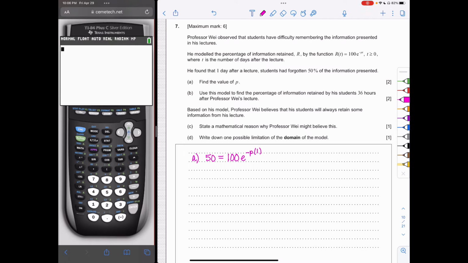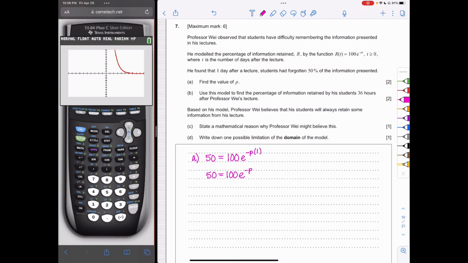So when I do that, I will end up getting 50 equals 100 times e to the power of negative p, and I'm going to go to y equals and put that in. So 50, and then 100 times e to the power of negative x instead of p, and then I'm going to graph this. All right, so when I graph it, I see only one graph and I want to see the intersection. So I need to zoom out or adjust my window.